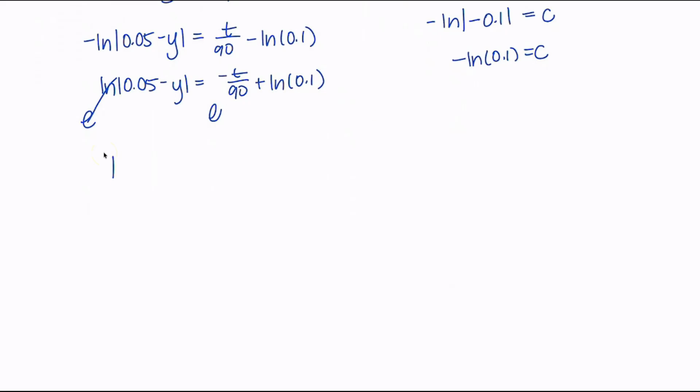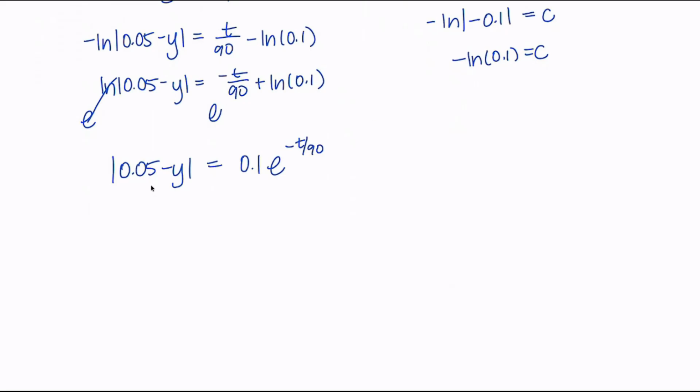All right, so now we have the absolute value of 0.05 minus y is equal to, okay, hopefully you can stay with me on this. We would write this as e to the negative t over 90 times e to the natural log of 0.01, and e and natural log will cancel. So what we're going to get is 0.1 in front times e to the negative t over 90. Now we have the absolute value bars around this 0.05 minus y quantity, and we want to decide if we can just drop them or not.